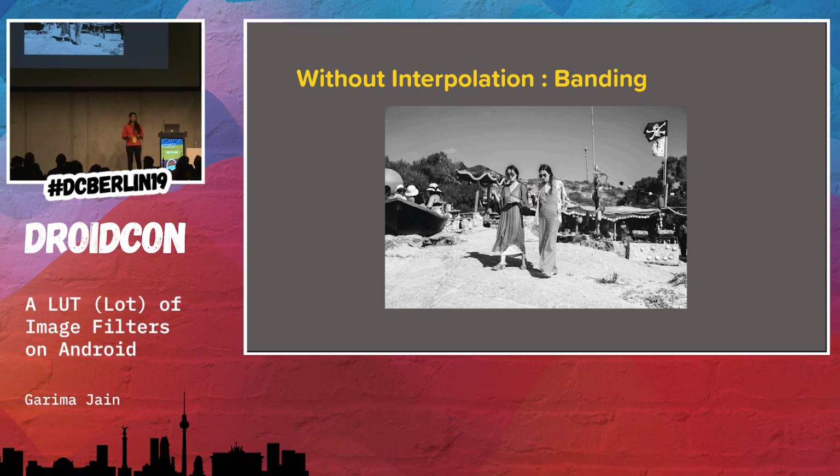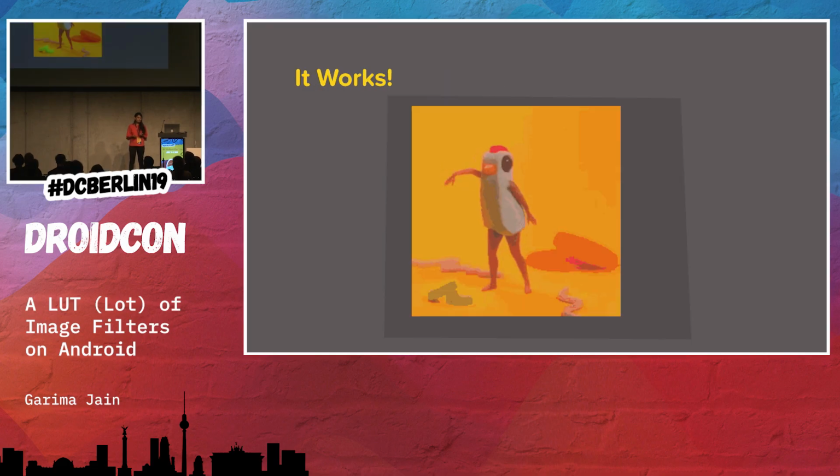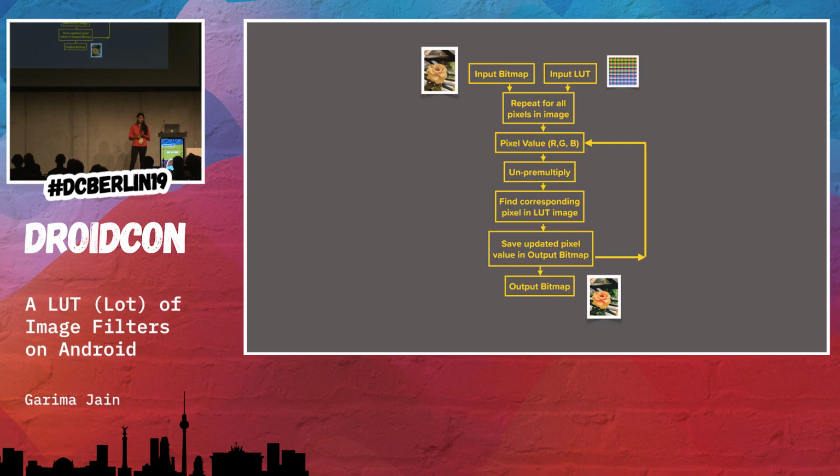And we implemented this. This was the image with banding, and with interpolation we were able to reduce the banding. This was the result, and compared to other things, it was pretty good for us. So we went with this approach. And yeah, finally, it works. I promise this worked for us.